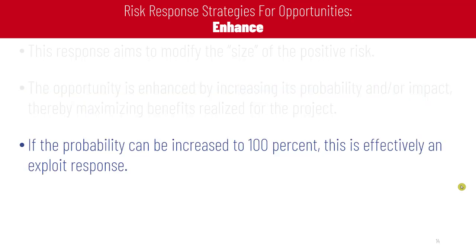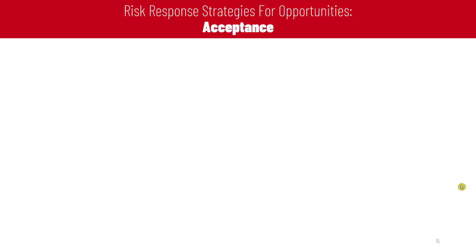If the opportunity can be increased to 100%, this is effectively an exploit response, not an enhance. That means whatever percent less than 100 will be considered an enhance strategy, but once it gets to 100% it will be considered exploit. The last risk response strategy for opportunity, similar to what we do with threats, is acceptance.